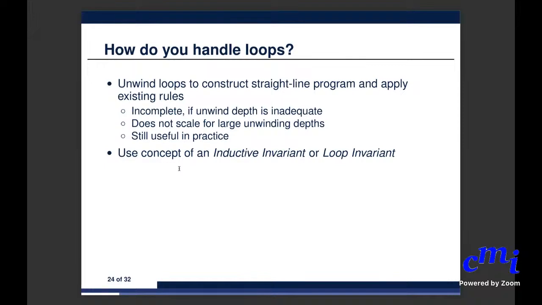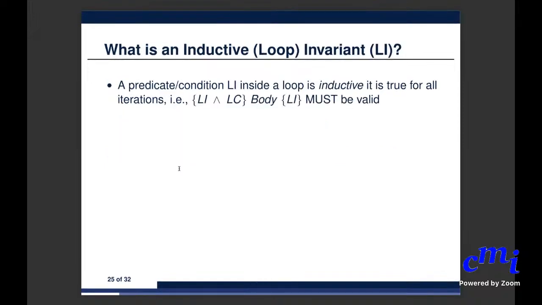But here what we want is something where you could verify these programs either without unwinding, or when you cannot unwind. So here, what Hoare logic uses is a concept of inductive invariant or loop invariant. This is a way in which you could decompose the verification of a program that has loops into just a finite number of steps, rather than doing unwinding.